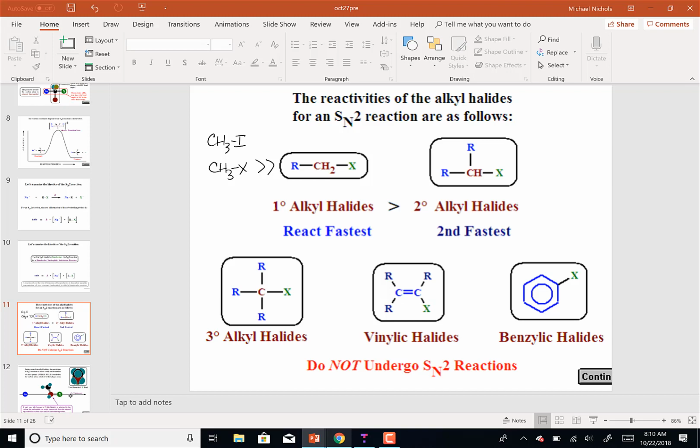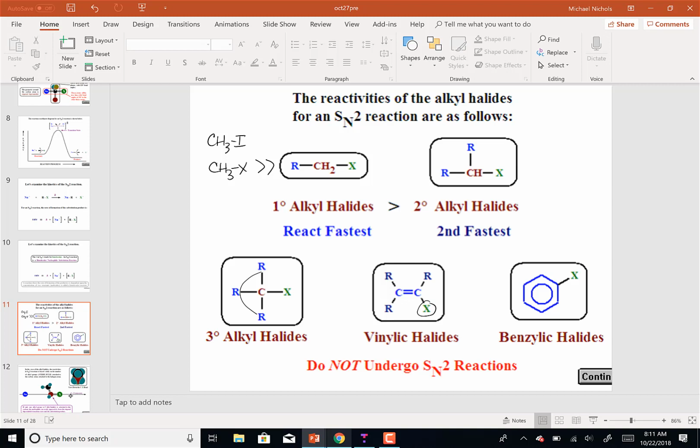So methyl is the fastest, then primary and secondaries. Tertiaries don't react in an SN2 one-step mechanism because of the steric hindrance around the carbon; the nucleophile cannot approach that carbon. It turns out that when you have a halogen attached to a double bond, that also does not undergo SN2.